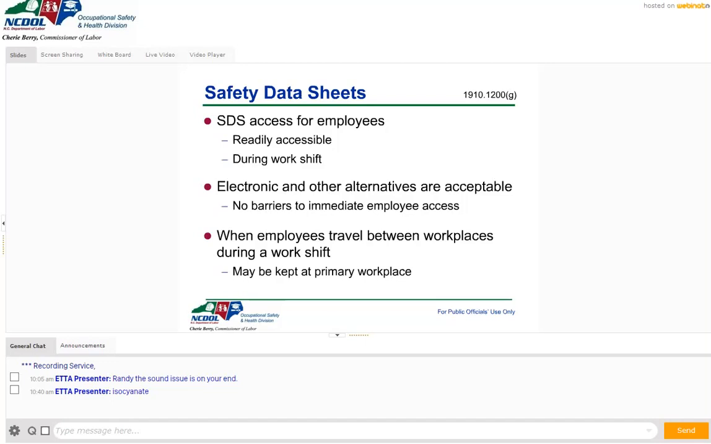So, the other question would be, if your computer system or power goes down, is there a quick way to access that electronic information? You've got to be able to answer that, because that will happen. So the people that have all the paper copies, they don't have to worry about that. And like it says, when employees travel between workplaces, it can be kept at the primary workplace, but you still need quick access.